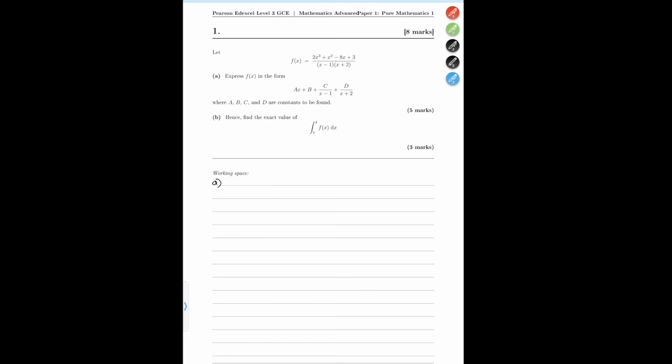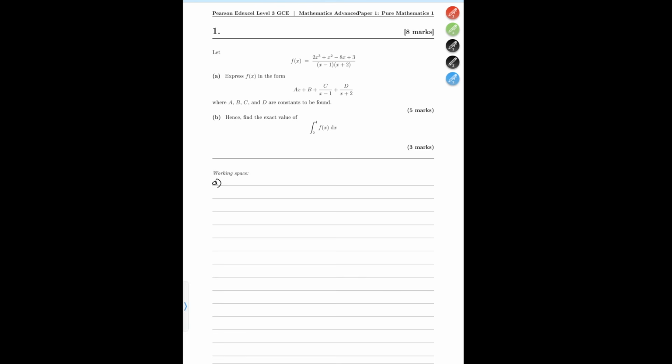We've got some partial fraction work here, but it's important to note that we are going to do some long division because there is a remainder here, ax plus b. Another way you can spot this is because the highest power on the numerator is 3, and the highest power on the denominator is x squared. If the highest power on the numerator is higher than the one on the denominator, you know that there's going to be a remainder.